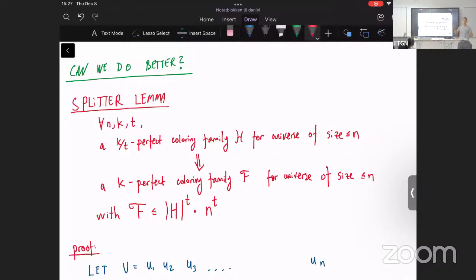Well, it's for the same set. The graph doesn't matter, right? We're doing things totally oblivious to the graph we're working with. All we know about the graph is that it's a vertex set of size n. Yeah, it's for the same size vertex set.